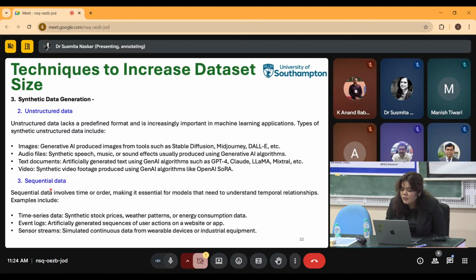So basically, unstructured and sequential data let us create safe, controllable examples and rare events, definitely boosting robustness where real data are limited or sensitive, right? So now if you look at structured, unstructured or sequential data, which one do you think is most trustworthy for synthetic data generation compared to the other two?